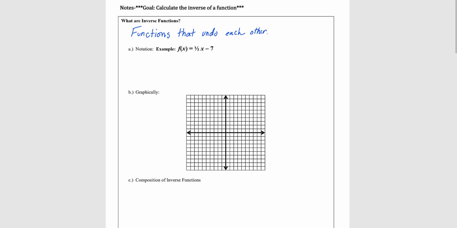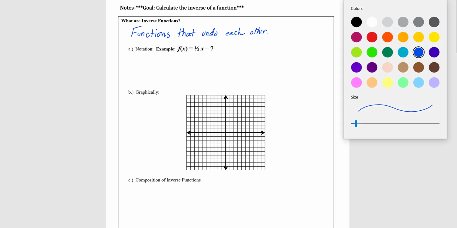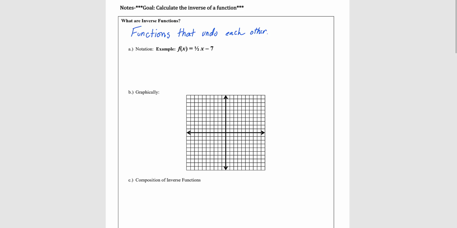All right, in this video, we're going to calculate the inverse function and understand what inverses are exactly. The definition is simply they're functions that undo each other. They're kind of like opposites. That's not 100% accurate, but it's kind of what they are. So let's look at an example.